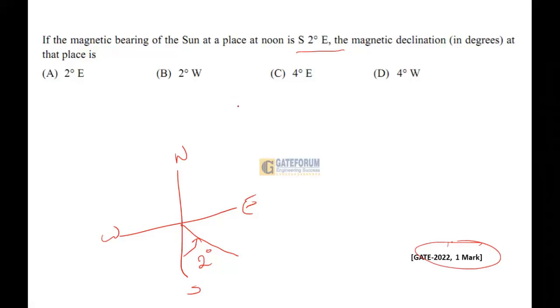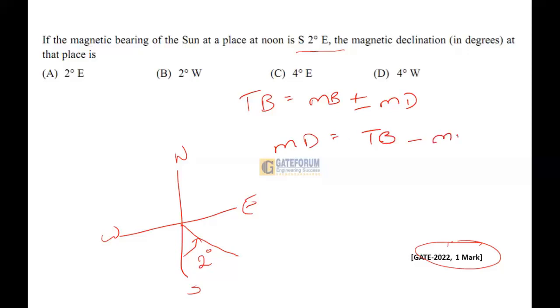So generally we have a formula: true bearing is equal to magnetic bearing plus or minus magnetic declination. Similarly, if you want magnetic declination, the magnetic declination is equal to true bearing minus magnetic bearing, or true bearing plus magnetic bearing. Right? So this is the formula.